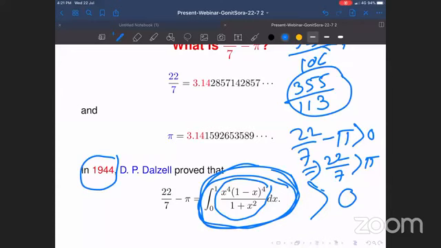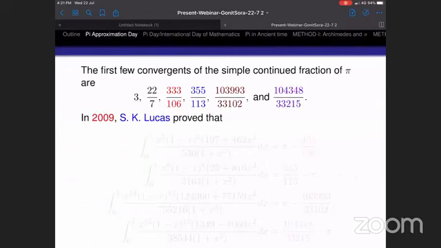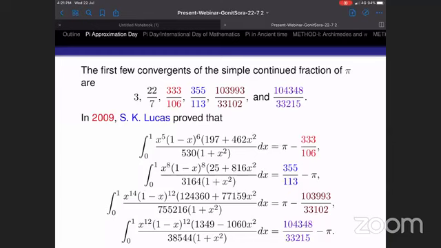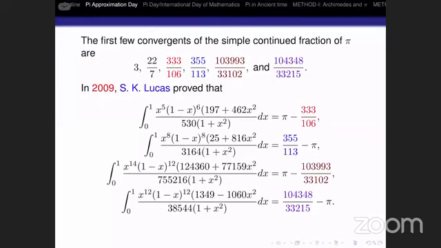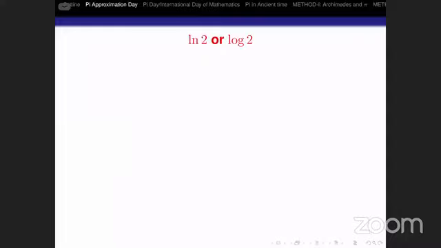So these are convergents. This was proved by Lucas in 2009. So he proved these are the quantities: how much bigger is pi than 333/106, and how much bigger is 355/113 than pi. And now similar integrals can be found for log 2.